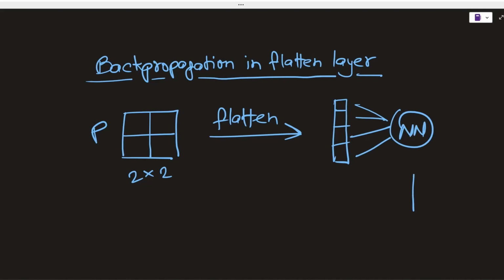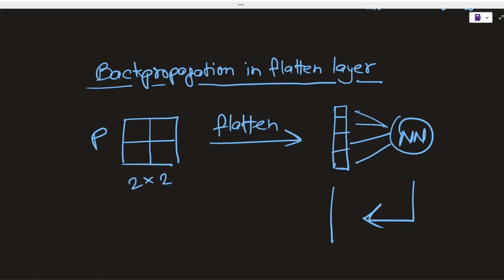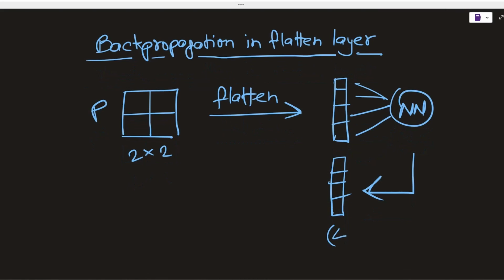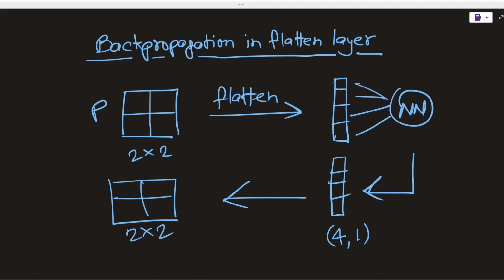And when doing backpropagation, we do exactly the opposite of this. We take this input column, these 4 values, which was previously of size 4x1, that means 4 rows and 1 column, and we restore it back to the previous shape of 2x2 like this. That's it. That's all that happens when we are doing backpropagation in the flattening layer.